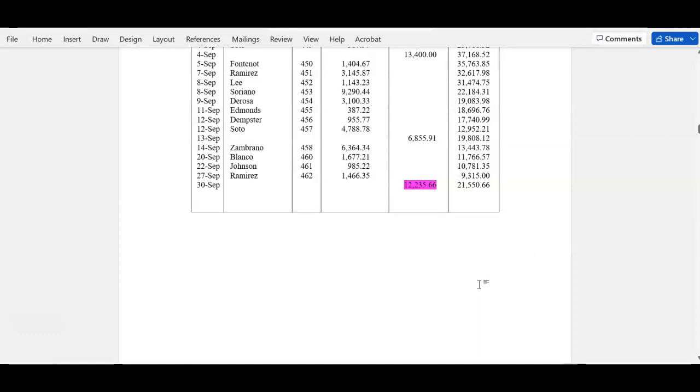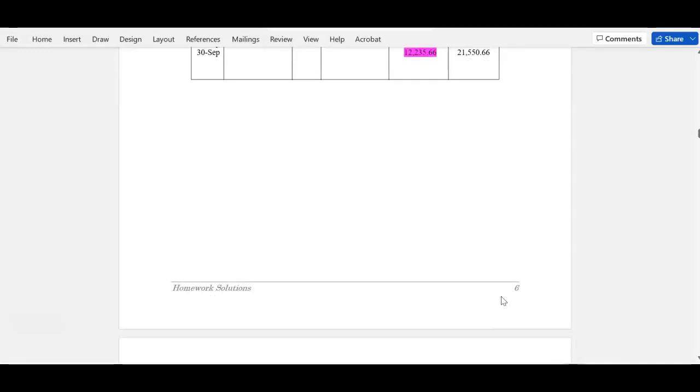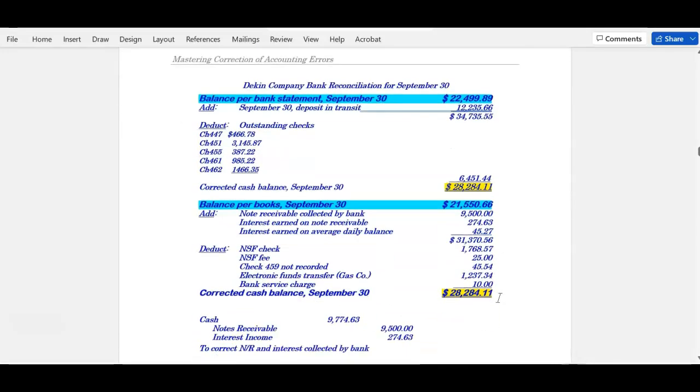highlight that. So this is deposit in transit. So that yellow is outstanding check, and there might be several outstanding checks here too. And this is deposit in transit. So anyway, after doing all those, you prepare your bank reconciliation, which is company name at the top, name of the report in the middle, and the date below that. And then you put it either side by side or under each other. This one is under each other.